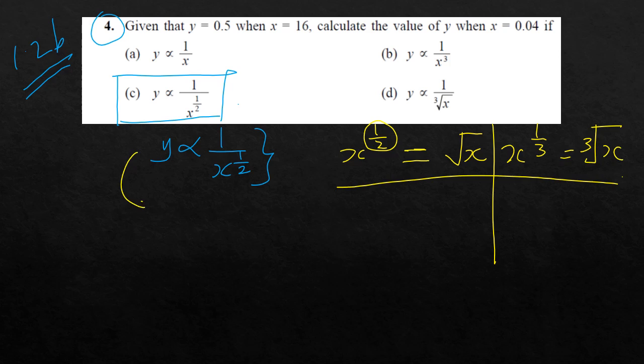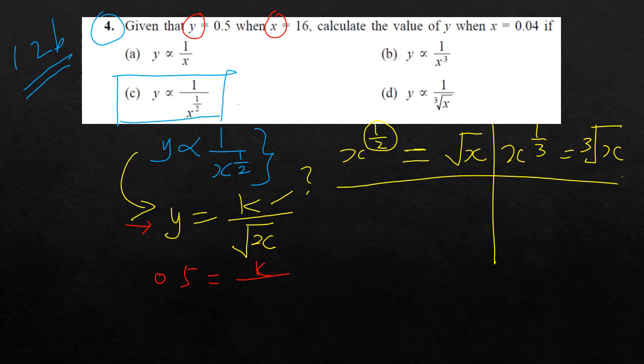So you change this into an equation, y equals k over, remember to put the k over this one, changed into a simpler form that you are used to, square root of x. Then now your job is, as usual, to find your k. To find your k, you just substitute your y and your x here. So your y is 0.5 equals k over your x, which is square root of 16.